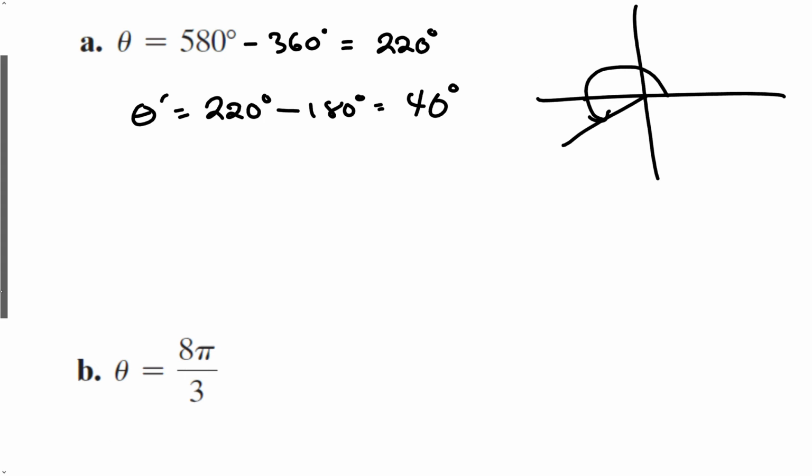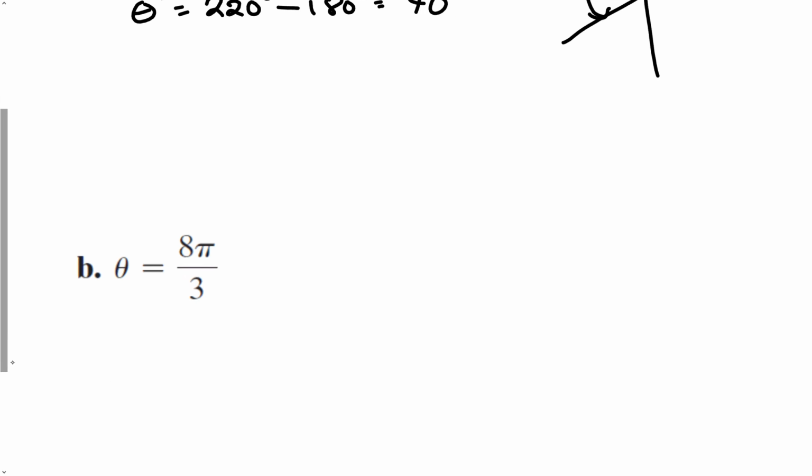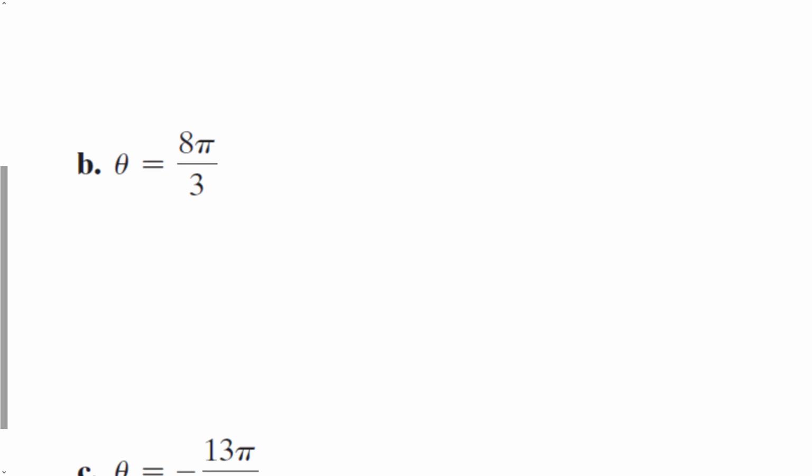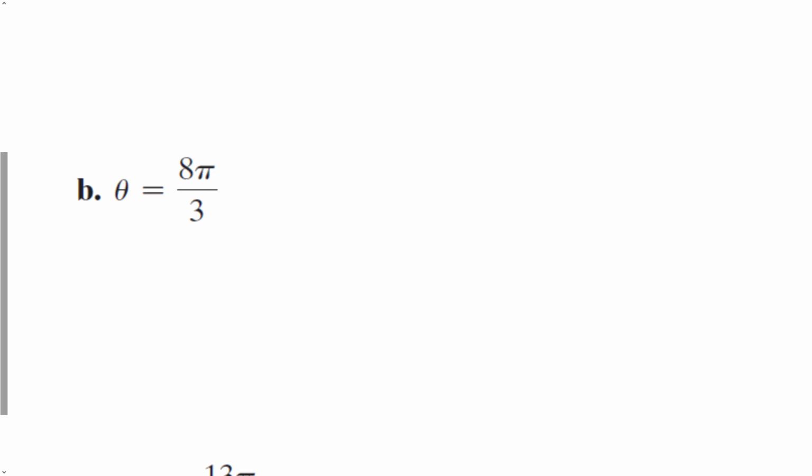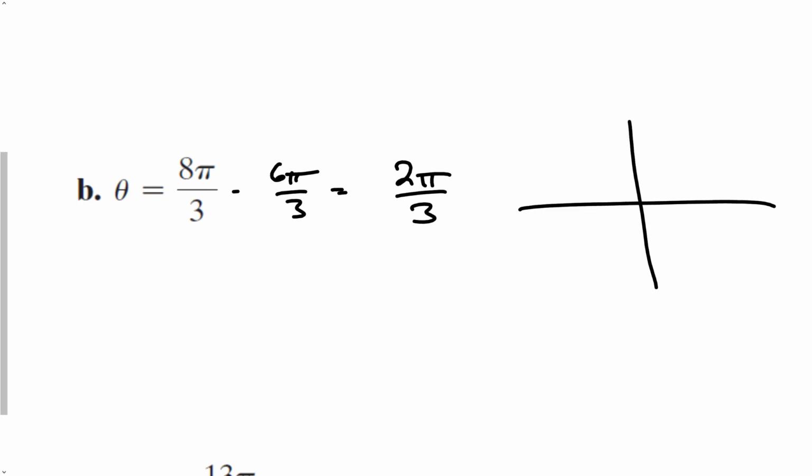For this one, part B, 8 pi over 3. 8 pi over 3 is bigger than 2 pi, so subtract 2 pi, but we need common denominators to subtract fractions, which gives me 2 pi over 3. That is a number that is in between 0 and 2 pi, so that's good.